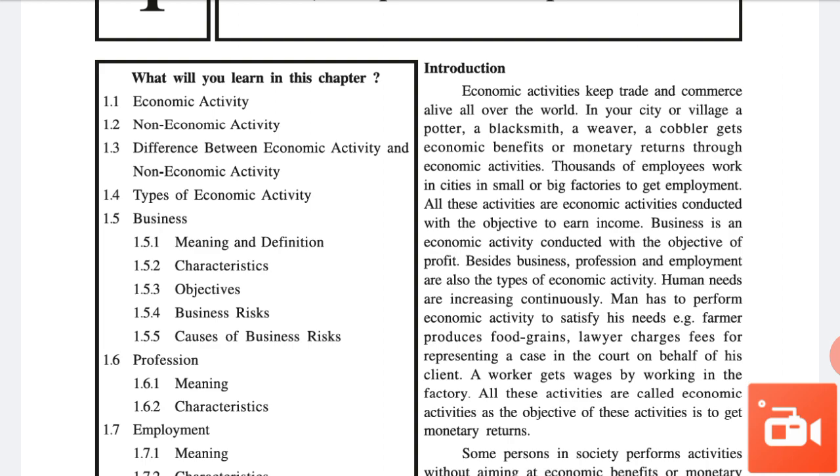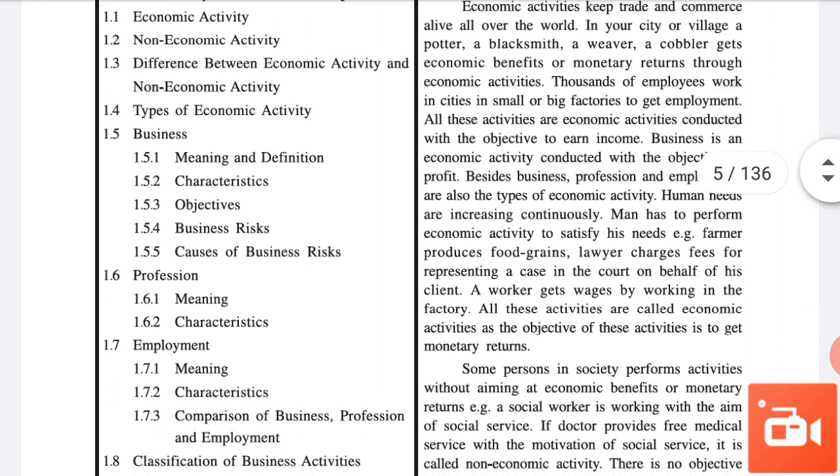Human needs are increasing continuously. Man has to perform economic activity to satisfy his needs. For example, a farmer produces food grain, a lawyer charges fees for representing a case in court on behalf of his client, and a worker gets wages by working in the factory. So all these activities are called economic activities. Underline the examples. First one, farmer produces food grain, then lawyer, then worker. So these all activities are called economic activity, as the objective of these activities is to get monetary returns.